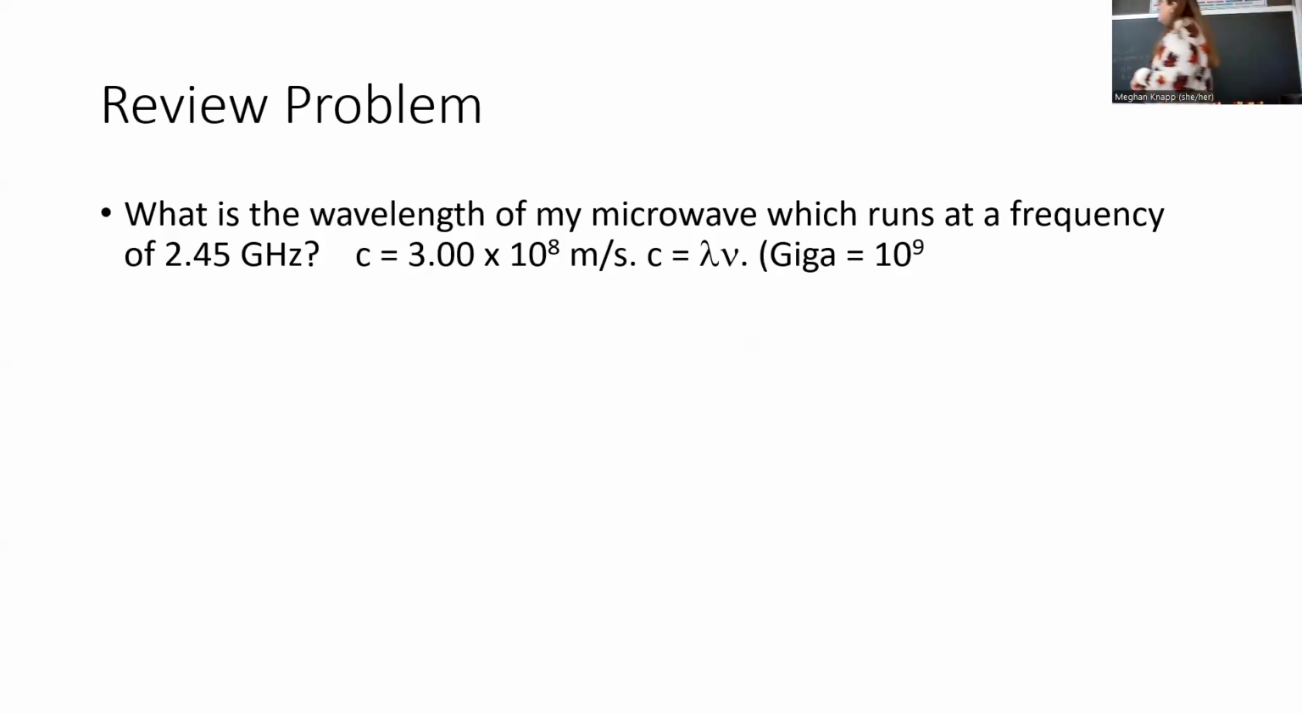Okay, what we have to remember is that giga is times 10 to the 9th. So we're going to have c divided by nu. So we're going to have this divided by this, but it's going to be this times 10 to the 9th. Now this is going to give me a length in meters. I get 0.122. Anybody else get about that? Yeah. So about 122 millimeters, or about 12 centimeters.